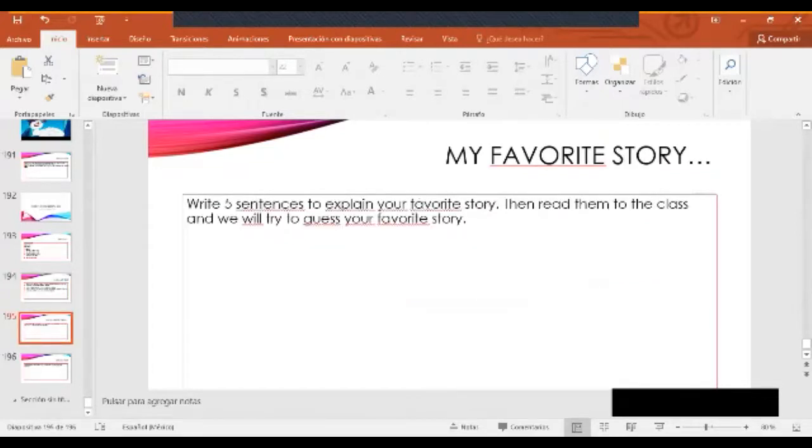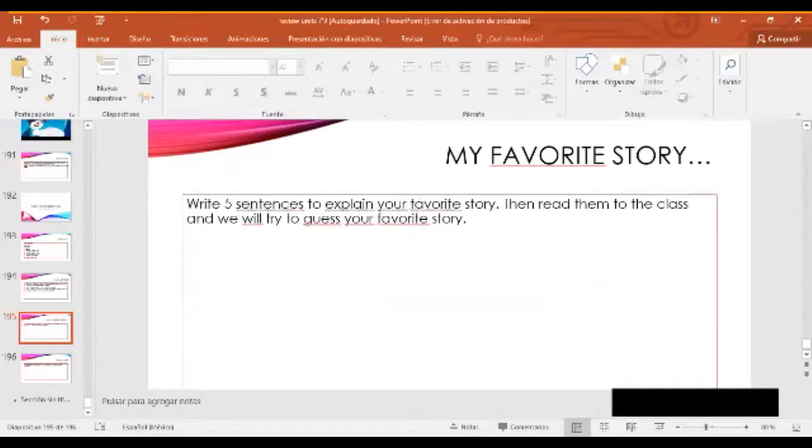Next activity, you are going to write 5 sentences to explain your favorite story. And then we are going to read them tomorrow so everybody else can guess the story. For example, my favorite story is setting is a school in England. The characters are Harry, Ron, and Hermione. The school they go to is called Hogwarts. They use wands. What story do you think it is? Correct. My favorite story is Harry Potter.